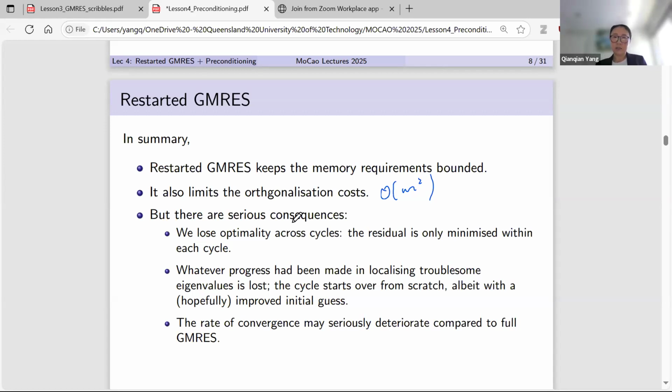But there are some serious consequences. We lose optimality across the cycles, because each time the residual is only minimized within each cycle. Whatever progress we have made to localize those troublesome eigenvalues is lost. So each time the cycle starts over from scratch. But hopefully we get an improved initial guess to contribute to the convergence.